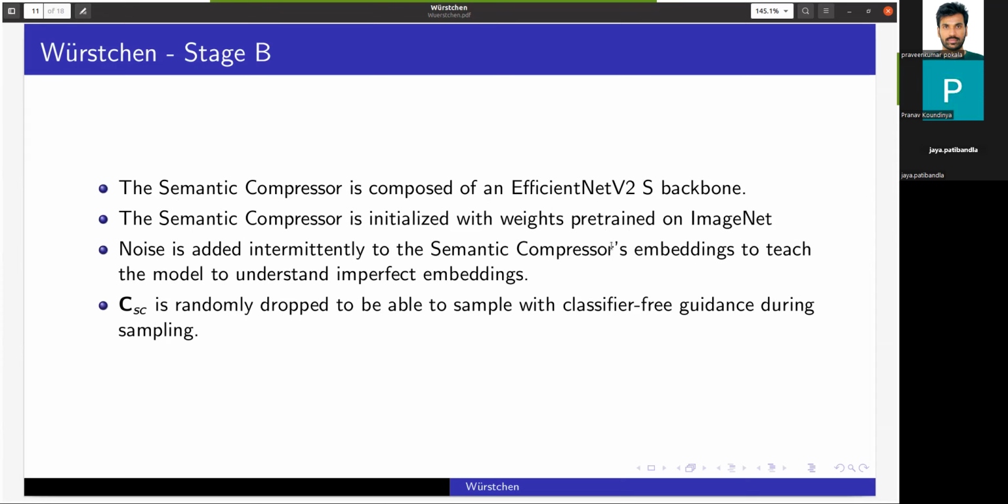The semantic compressor is basically an EfficientNetV2-S backbone, initialized with weights pre-trained on ImageNet, and then noise is intermittently added to the semantic compressor's embedding, so that the model must not only learn to generate images when guided, but also understand what imperfect embeddings are like. As well, in order to perform classifier free guidance while sampling, the text conditioning is randomly dropped during this training.